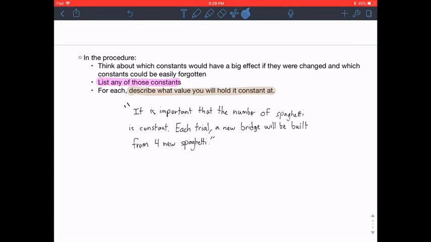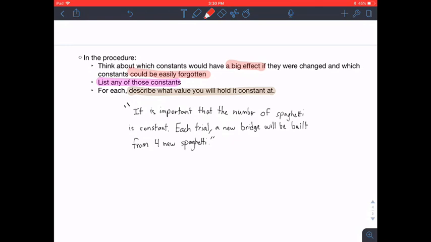When we're talking about constants in our procedure, it's important to think about constants that would have a big effect if they were changed, and also to think about constants that could be easily forgotten. Some constants wouldn't have a big effect, or they are really obvious, and so we don't necessarily need to talk about them. For example, I don't need to talk about making sure the color of the cup stays the same, because it's not reasonable to expect that the color of the cup would actually make a change.